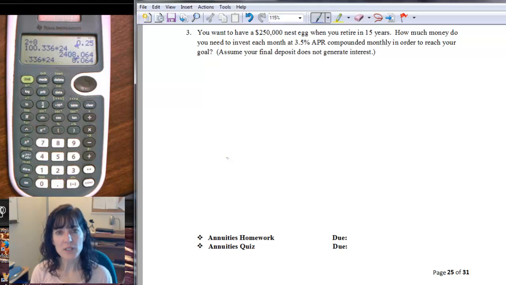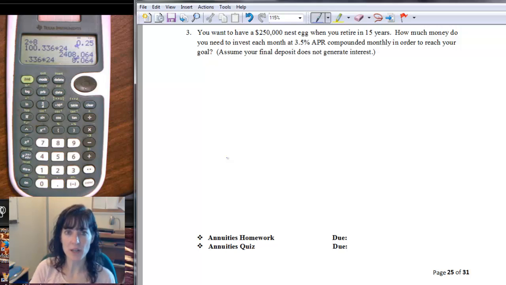Number 3, you want to have a $250,000 nest egg when you retire in 15 years. How much money do you need to invest each month at 3.5% APR compounded monthly in order to reach your goal? Assume your final deposit does not generate interest. What I'm seeing here is that we have the amount of money we want to have at the end of our investment period, and it'll be 15 years from now. How much money do we have to invest each month at this rate, compounded monthly, to reach our goal?